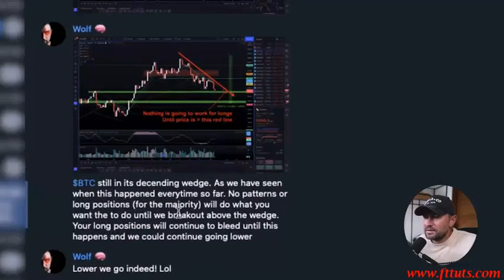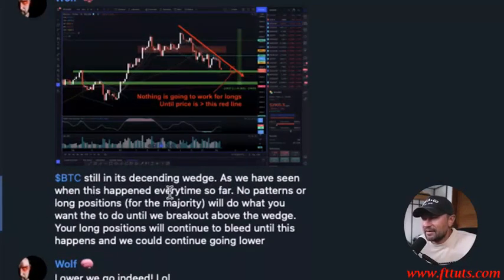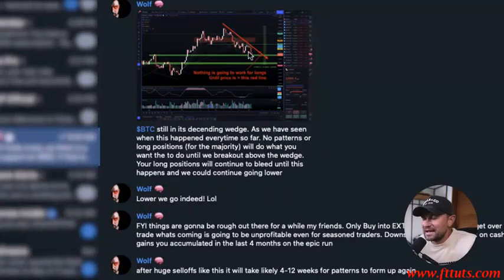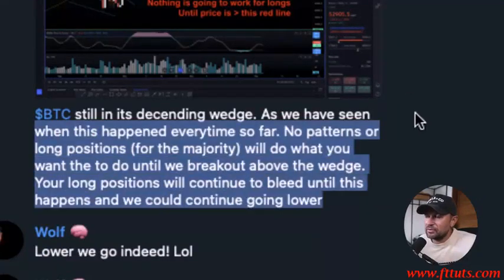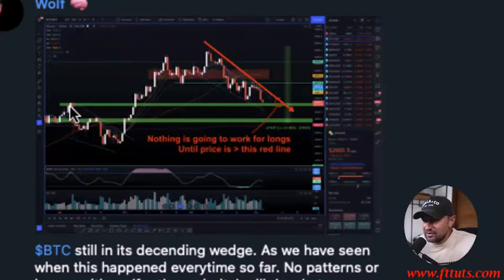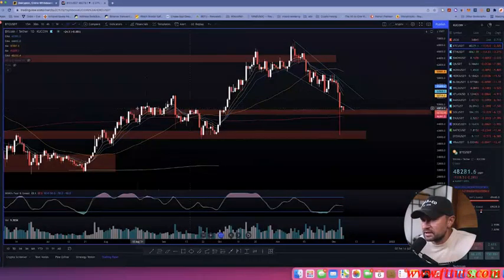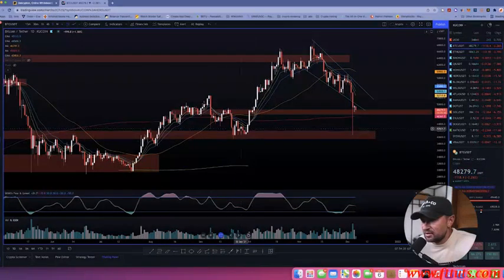And I said, Bitcoin's still in its descending wedge. As we have seen, when this happened every time so far, no pattern or long positions for the majority will do what you want until we break out above the wedge. Your long positions will continue to bleed until this happens and we could continue to go lower. And I said, lower we go indeed, because we saw a massive liquidation candle on Bitcoin right after that. But you can see me drawing my supply zones, or actually demand zones here, which was at this candle here and also this cluster over here, which we can now translate over to the chart. This cluster zone here, which is also just shy of 50K, and then also this cluster zone down here, which was where we saw the actual low of it going through.